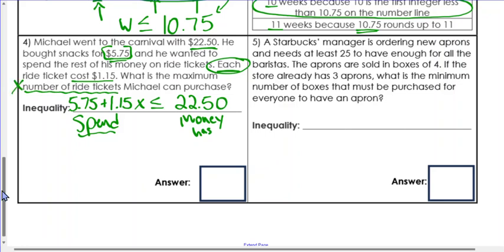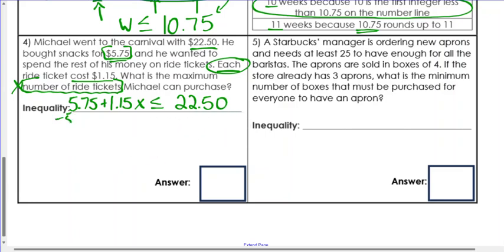The number of ride tickets is our x. Again, that question really gives away what your variable is. It's asking, what don't you know yet? What is the number of ride tickets? Well, that's what you're going to solve for in this inequality. All right, we actually have to find an answer on this. So that's the inequality we're representing. And now we're going to solve this.